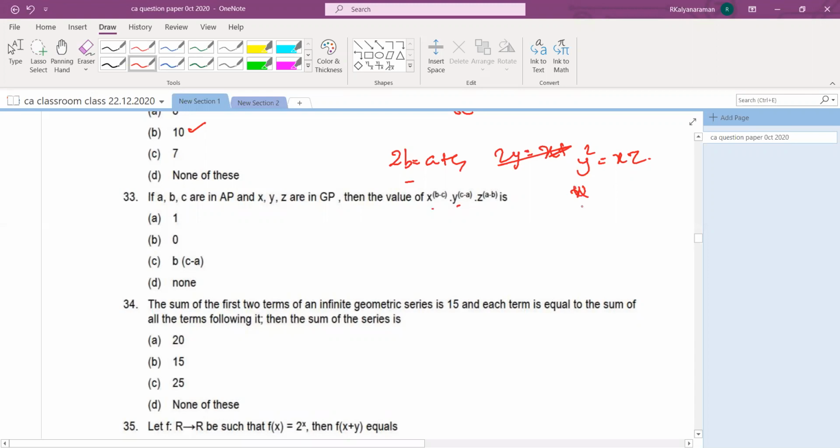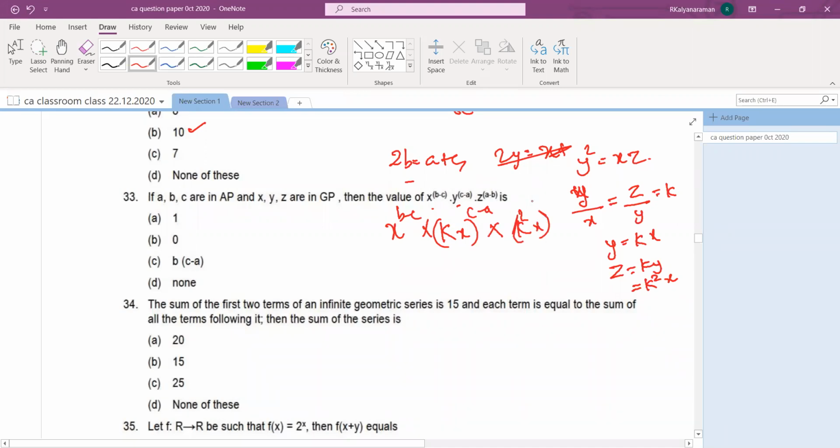Or we can even say Y by X is equal to Z by Y is equal to K. So we have Y is equal to Kx, Z is equal to Ky, so this is K square X. So we have X power B minus C into Kx the whole power C minus A into K square X the whole power A minus B.